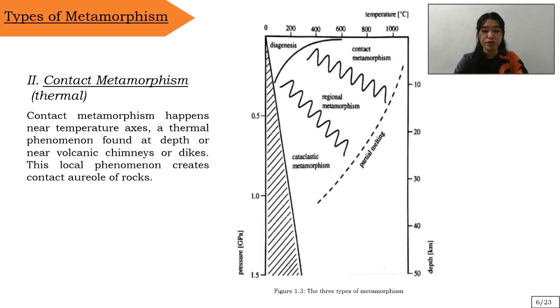Second, contact metamorphism, also known as thermal. Contact metamorphism happens near the temperature axis, as seen in figure 1.3, a thermal phenomenon found at depth or near volcanic chimneys or dikes. This local phenomenon creates a contact aureole of rocks. Essentially, it's a thermal metamorphism, meaning it's related to changes in temperature, in which high temperature is the dominant factor. The zone of contact metamorphism is called an aureole.